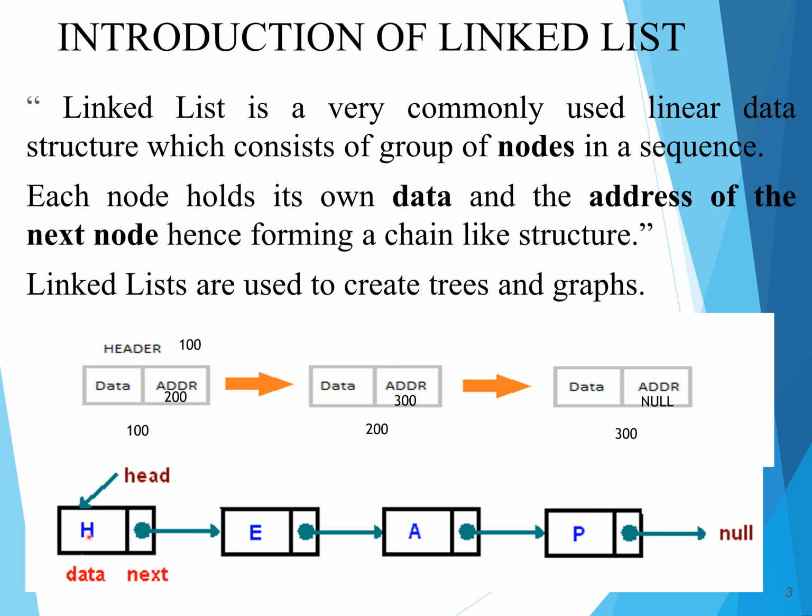So the data stores the characters H, E, A, and P, right? And this first node is connected with the second by using this address. So these are all pointers, so that they are connected in sequence. The last node's address is going to a null, which indicates that this is the end of the linked list. So there are a total of 4 nodes in the linked list, which has data of type character.